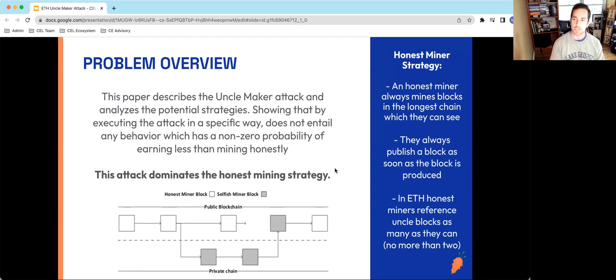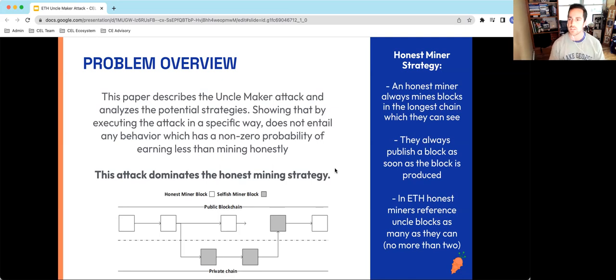And so this paper in particular described the uncle maker attack and analyzed the potential strategies, showing that executing the attack in a specific way does not entail any behavior which has a non-zero probability of earning less than mining honestly. And it attacks the honest mining strategy that is held in proof of work blockchains.